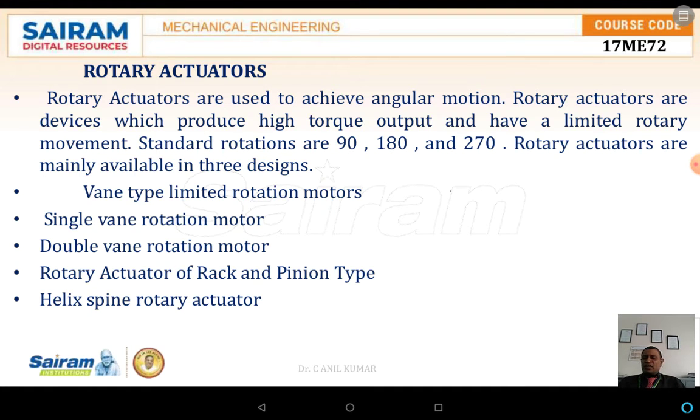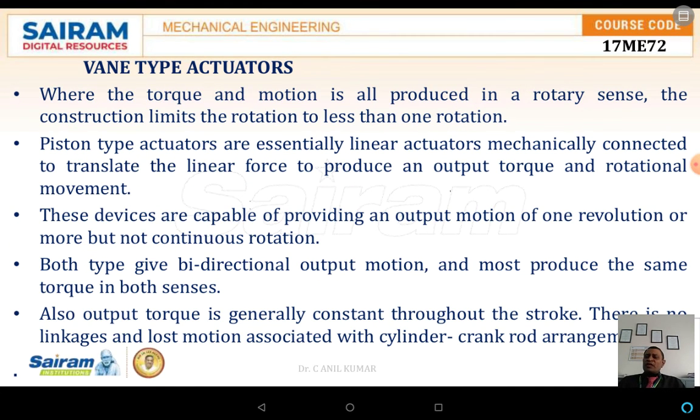In this vane type, single vane type rotation motor as well as the double vane rotation motor. The vane type actuators, where the torque as well as the motion is all produced by the rotary sense, the construction limits the rotation to less than one rotation. The piston type actuators are essentially for the linear actuators, that is, especially mechanically connected to translate the linear force, or linear movement. But if the movement is in the form of a torque, or in the form of a rotation, then we have to go for the vane type of actuators.